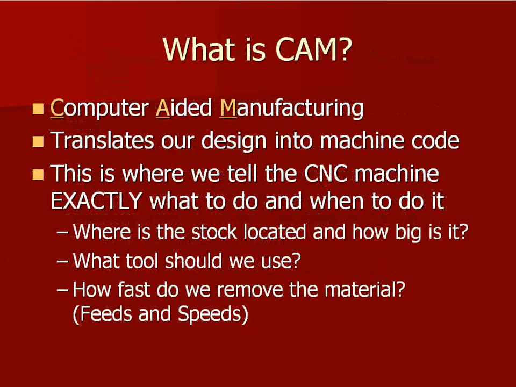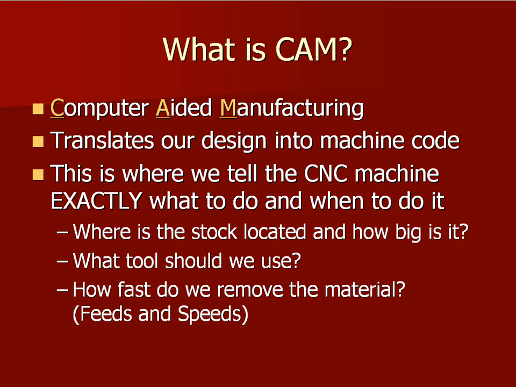So what is CAM? CAM is computer-aided manufacturing. That's what the acronym stands for. And basically what it does is it translates our design that we've created in CAD into machine code. So this is the step where we tell the CNC machine exactly what it's going to do, and when we want it to do it. There are some really specific questions that we have to answer for the machine, because the machine actually has no idea what we want to do. We have to tell it everything.